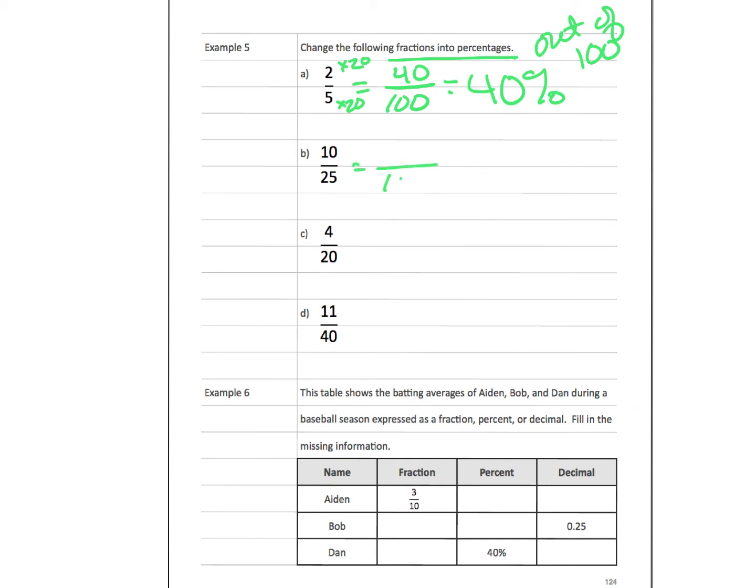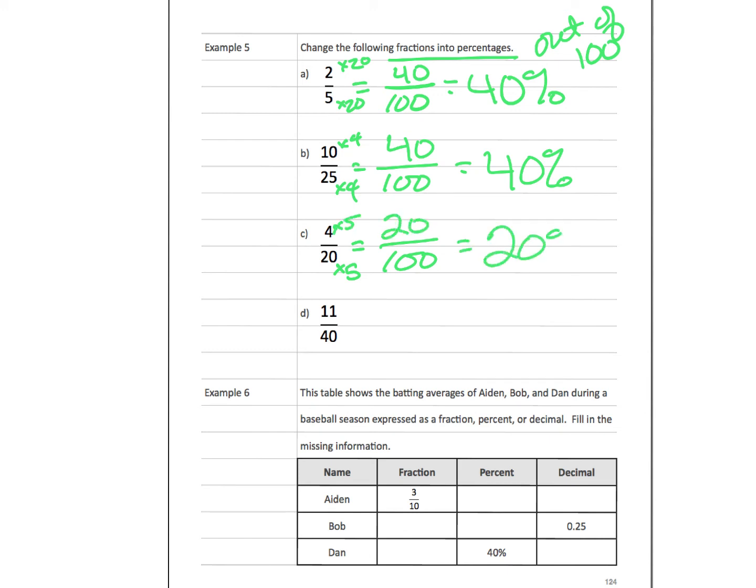Same thing here. I want it out of 100. 25 times 4 gives us 100. So 10 times 4 gives us 40, which is also 40%. Let's do it one more time. 20 times 5 gives us 100. So 4 times 5 gives us 20. So this is 20%.